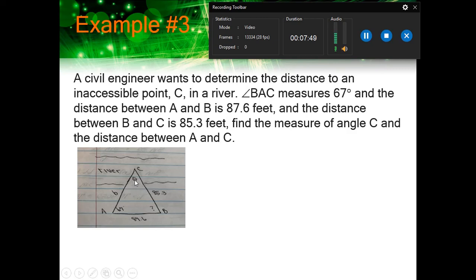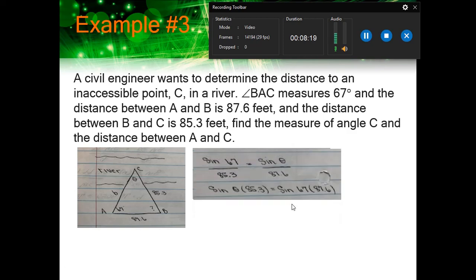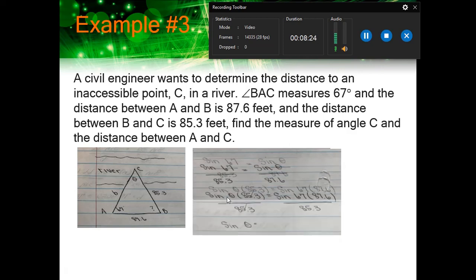I am looking for the measure of angle C, and that happens to be located at the inaccessible point in the river. I also have missing side B and the angle measure at B missing. I'm going to start by finding the angle measure at C. So this time I'm going to use sine of 67 compared to 85.3, and then sine of theta is to 87.6. We're going to cross multiply just like we've been doing. This time I want to isolate sine of theta, so we'll divide both sides by 85.3.